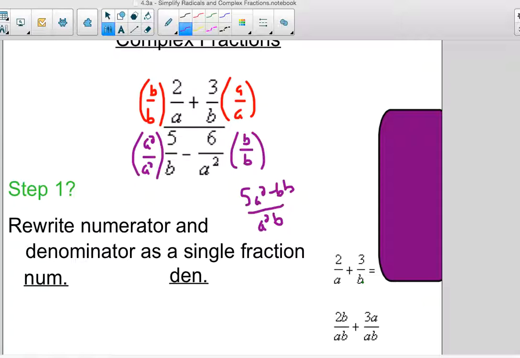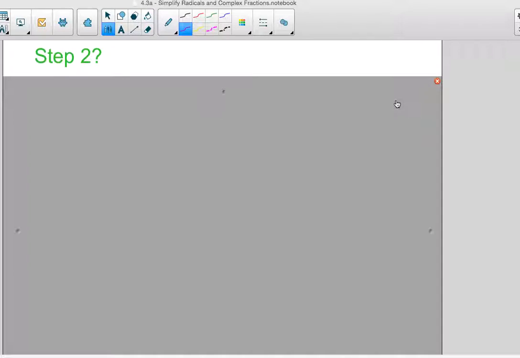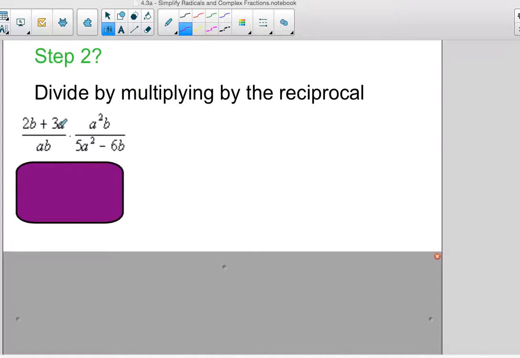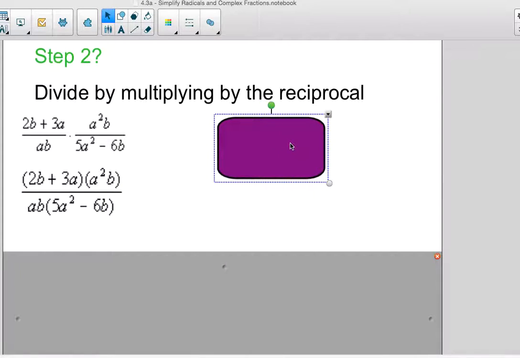And then basically step 2 is you're just going to take those, and instead of trying to divide, think of it as multiplying by the reciprocal. So this was my reduced numerator. This is the reciprocal of my reduced denominator. So instead of dividing, I'm multiplying by the reciprocal. And then you get your answer if you just multiply through.